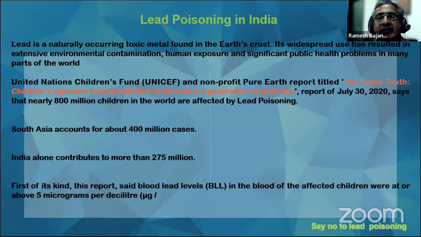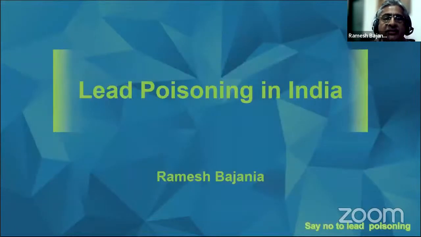So the UNICEF and Pure Earth report titled The Toxic Truth showed that nearly 800 million children in the world are affected by lead poisoning. But India alone contributes more than 275 million. So it's a huge figure.